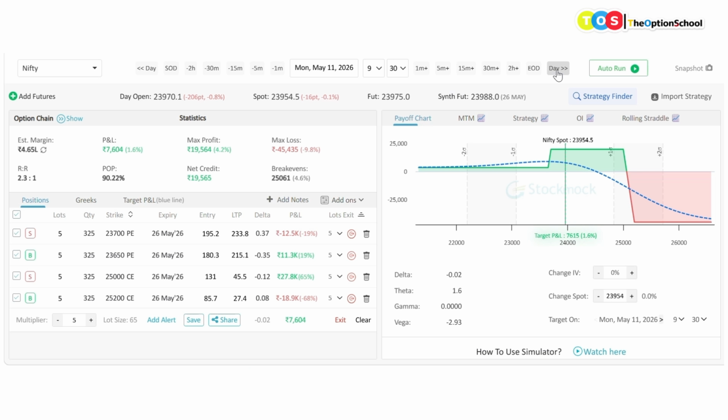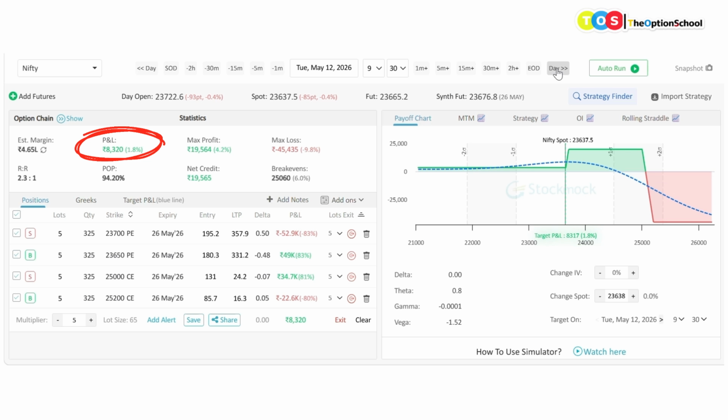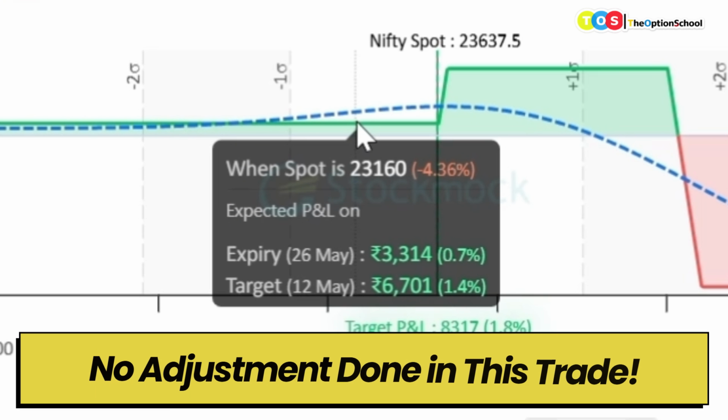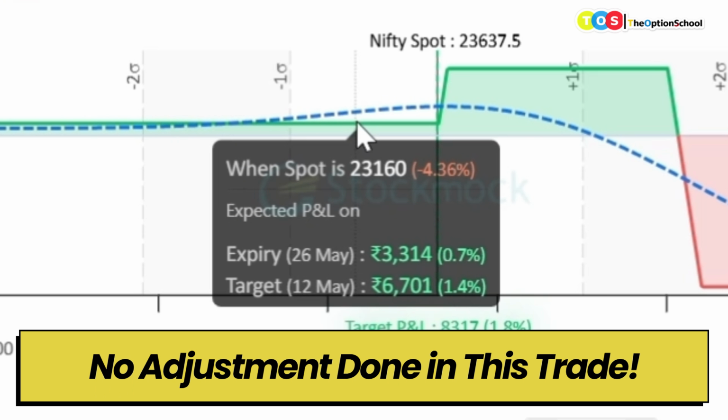Next day, okay, market has gone down. Trade is giving me a good 7,600 rupees. So as of now, the anticipated direction has gone well. Let us see what happens next day. 83.20, and in case market goes to this area, obviously my profit will be less, but there will be a profit. So far I have not done any adjustment in the trade because market is moving as per my anticipation.